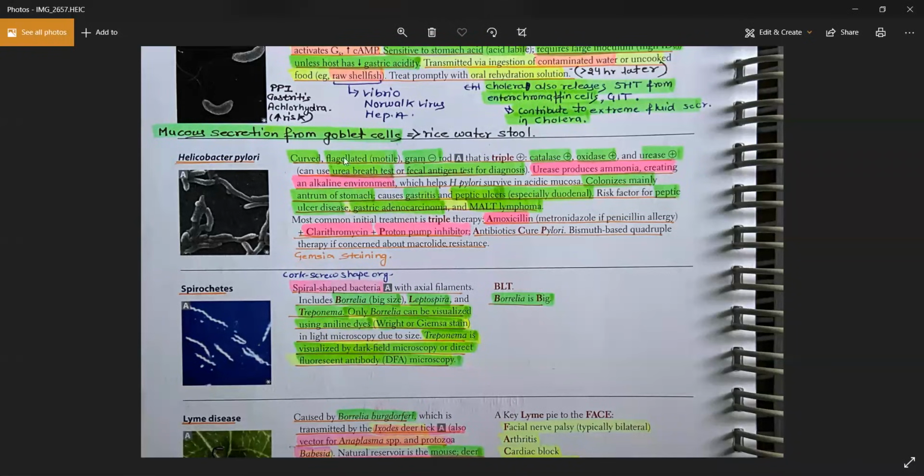There's this urea breath test which you use to diagnose the infection. Why do they require the urease enzyme? Because the urease enzyme converts urea into ammonia, thus creating an alkaline environment. They most commonly colonize the antrum part of the stomach. Very important, they most commonly colonize the antrum, which is this part. This is a diagram of the stomach. This is the part of the stomach that they will colonize.